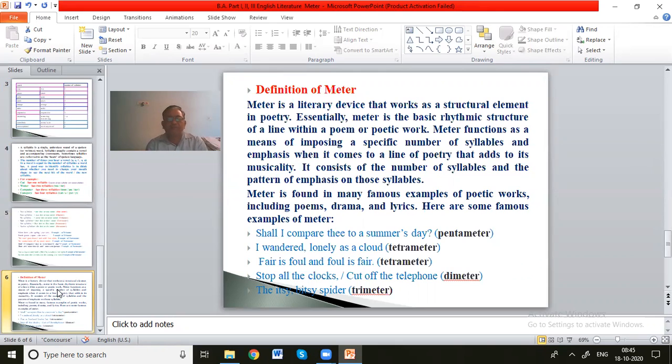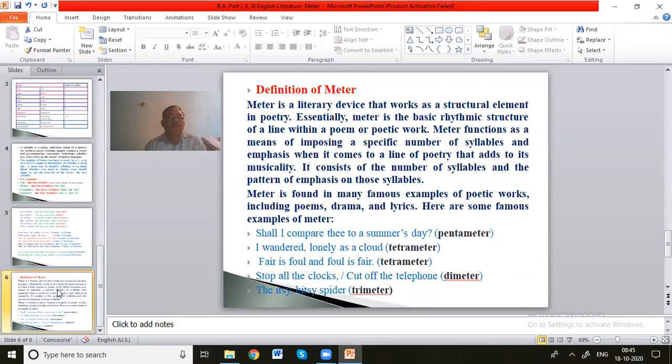So here are some famous examples of meter. "Shall I compare thee to a summer's day?" This line, or this poem, consists of pentameter. "I wandered lonely as a cloud." Tetrameter is an example. "Fair is foul and foul is fair." This is a famous quote from Macbeth, a play by William Shakespeare. It is an example of tetrameter. "Stop all the clocks, cut off the telephone." It is diameter. "The itsy bitsy spider." It is an example of trimeter.